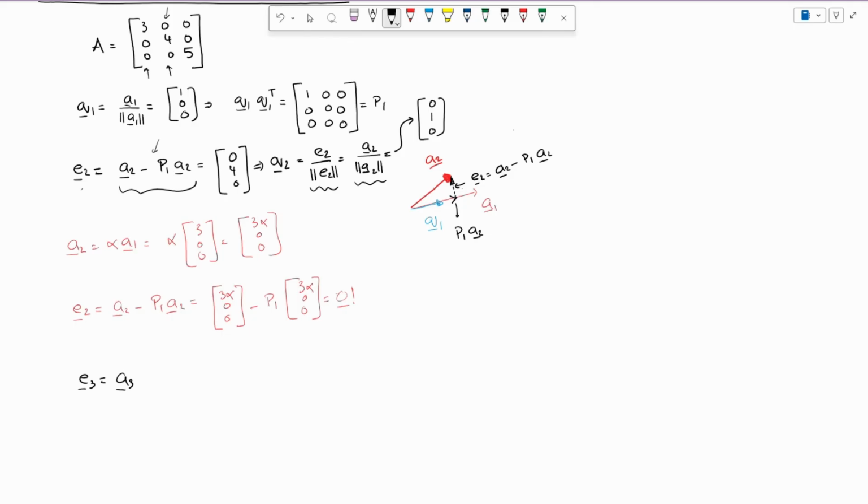In fact, you can verify that the inner product of A1 with A3 is 0. Inner product of A2 with A3 is 0. That means A3 is orthogonal to the subspace spanned by A1 and A2. That means E3 must be equal to A3. What does it tell me about Q3? What will be Q3 now? Yes, that's all.